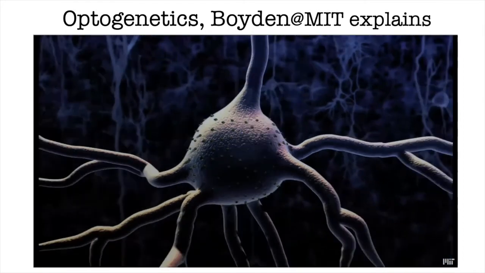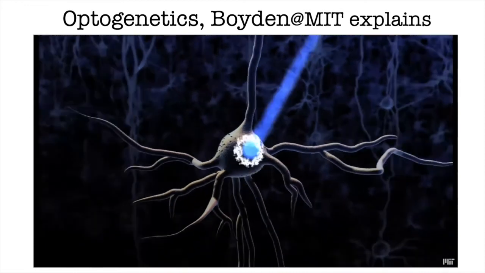If we can turn on or off a set of cells that's embedded within this dense matrix, we can figure out how they contribute to a behavior. For example, if we can turn on a set of cells, we can figure out what kinds of behaviors it can initiate. If we can turn off a set of cells, then we can delete it momentarily and figure out what it's necessary for.